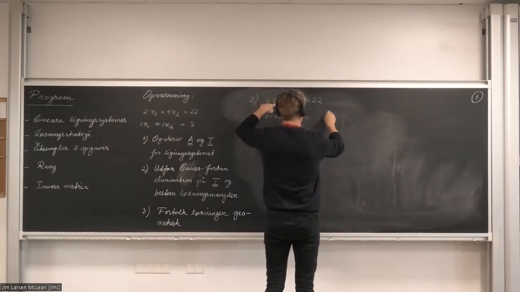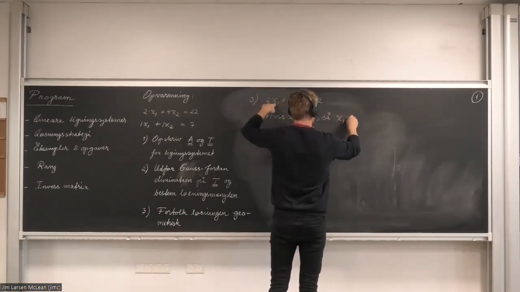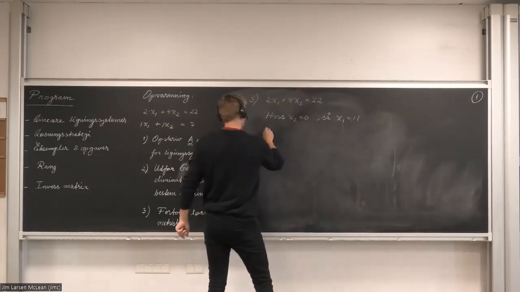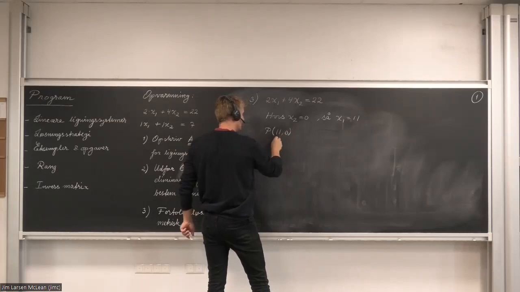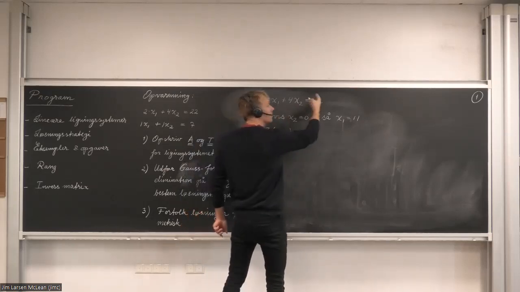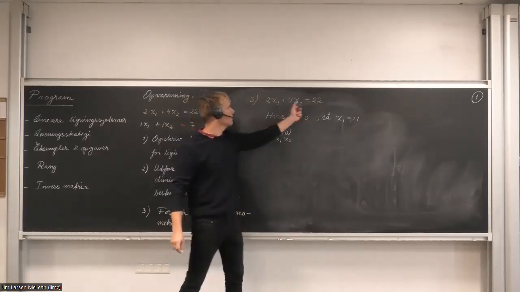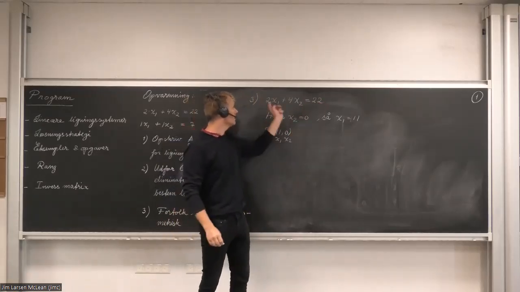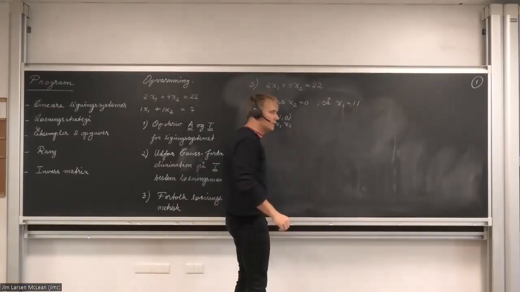So x1 tries to be 11, and that means this point here, which has the coordinates 11, 0, where this is x1 and that is x2, lies on the straight line written up here. And that's why I can now draw that straight line. Let me do that right away.